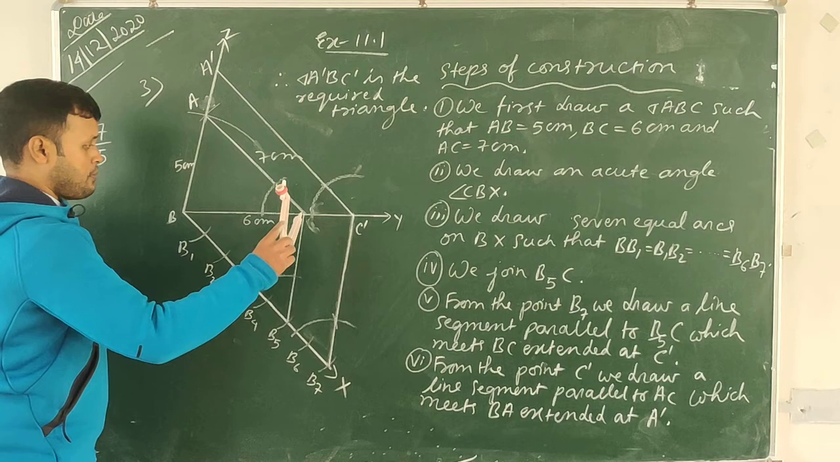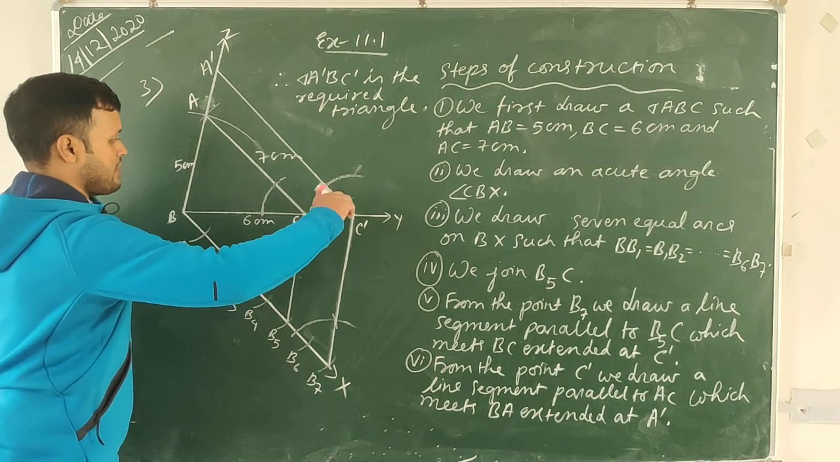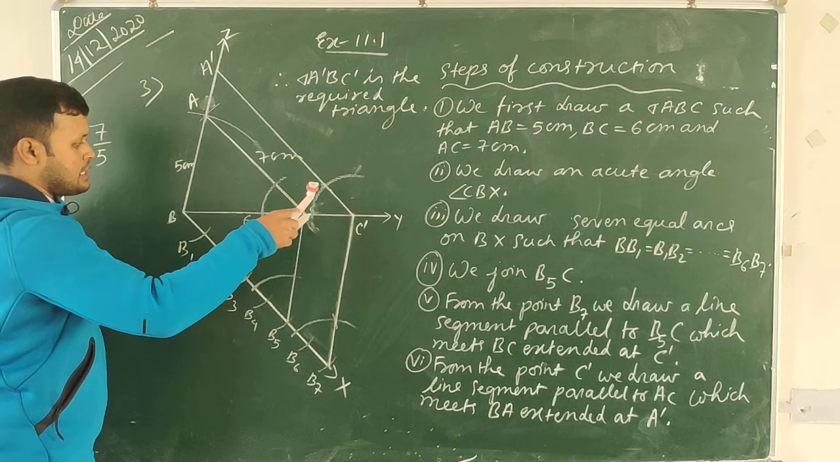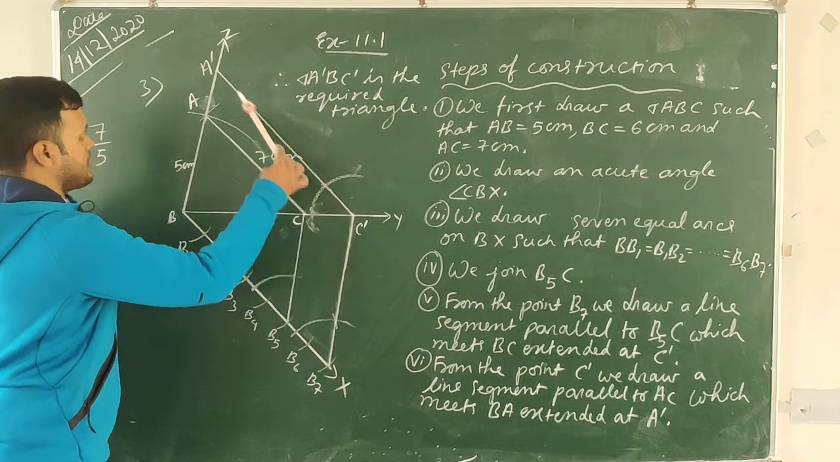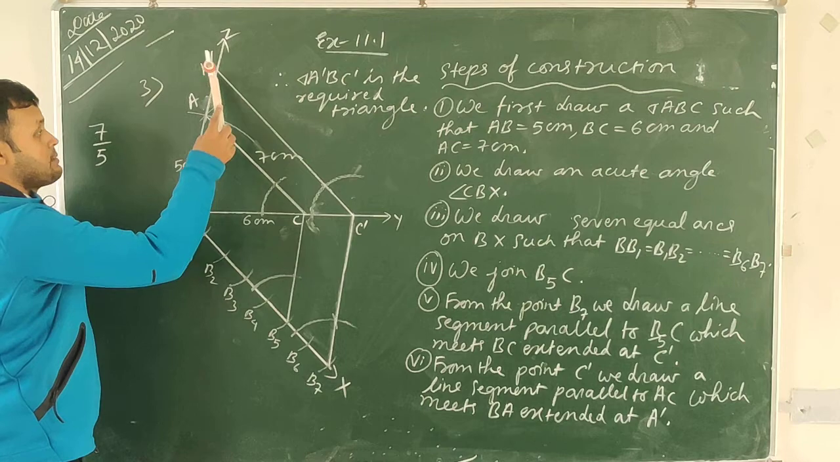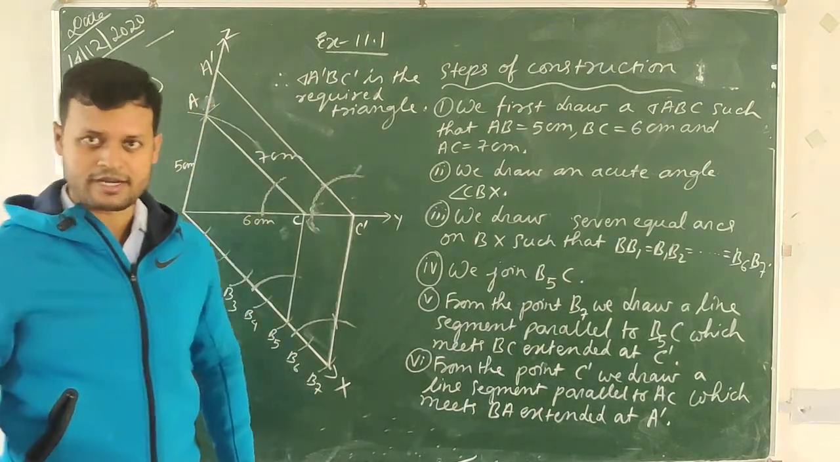From the point C we will draw an arc, from the point C dash we will draw another arc. This measurement we will take and we will cut from here. So from the point C dash we will draw an arc which will meet BA extended at the point A dash. So A dash B C dash is the required triangle.